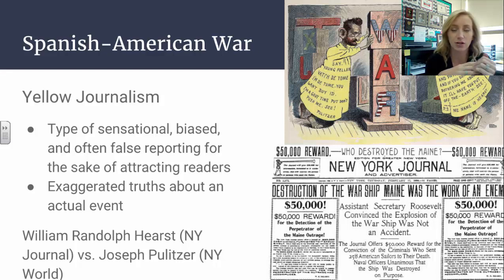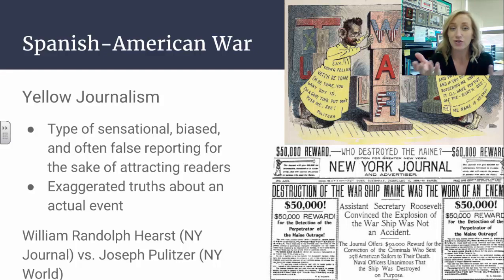Yellow journalism, the term comes from the color ink that they used as they started to go from just black printing. But it became known as the type of sensational and biased and often false reporting for the sake of attracting readers, and that was the priority, attracting readers and getting copies to fly off the shelves, not to be factual. So they exaggerated truths about an actual event.